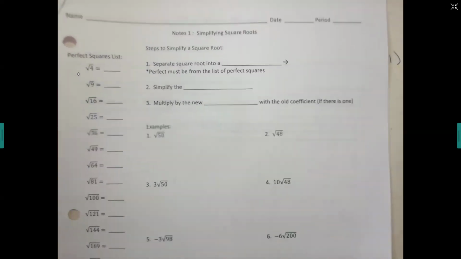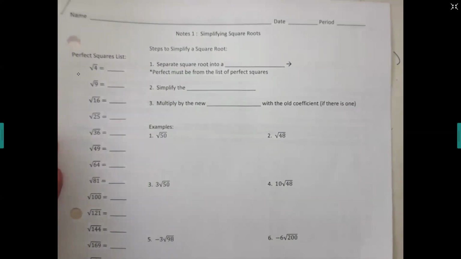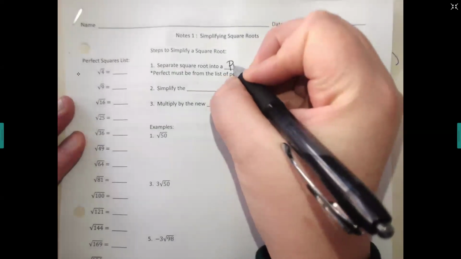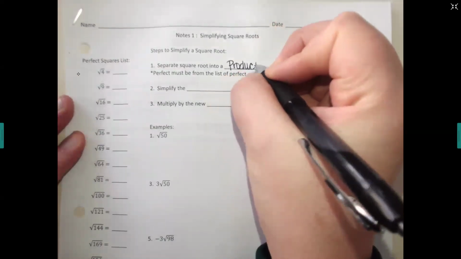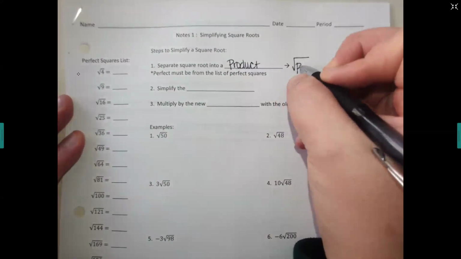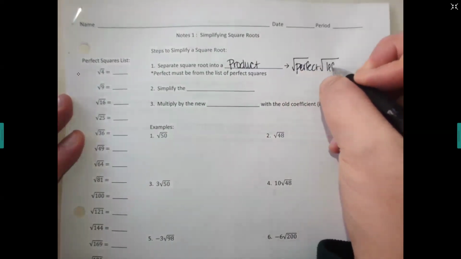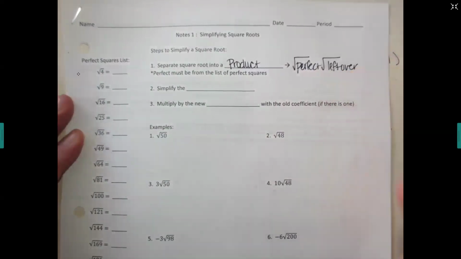Y'all just took geometry last year, so hopefully you remember this a little bit. First thing that you're going to do is you're going to separate your square root into a product where one of the square roots has to be perfect and the other square root I'm going to call the leftover root.